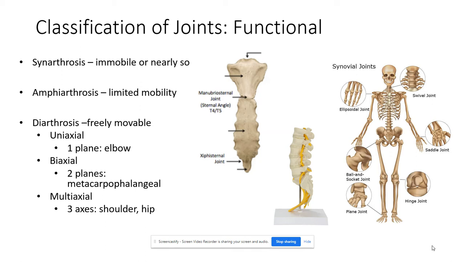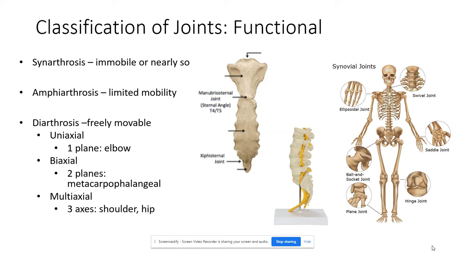Joints that are classified by their functionality are listed here. They are classified as synarthrosis, amphiarthrosis, or diarthrosis. I didn't identify what the functional classification is based on. So functional classification is based on the amount of movement that is allowed at this joint location.